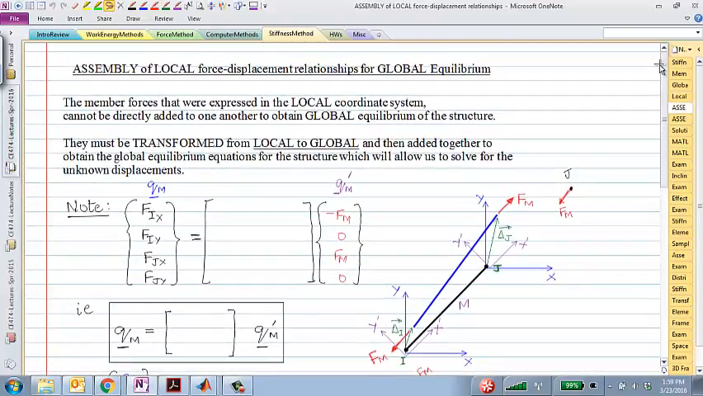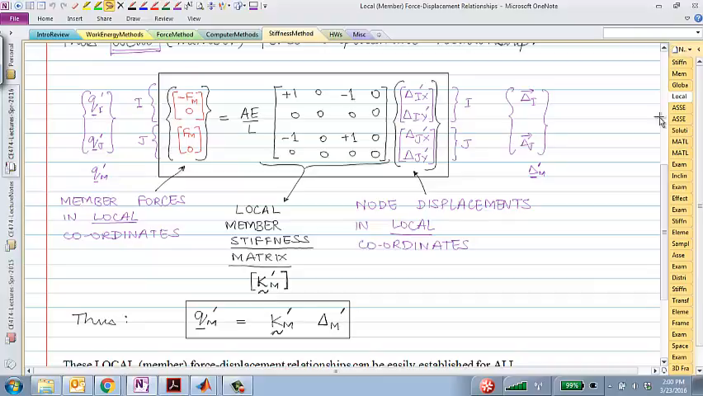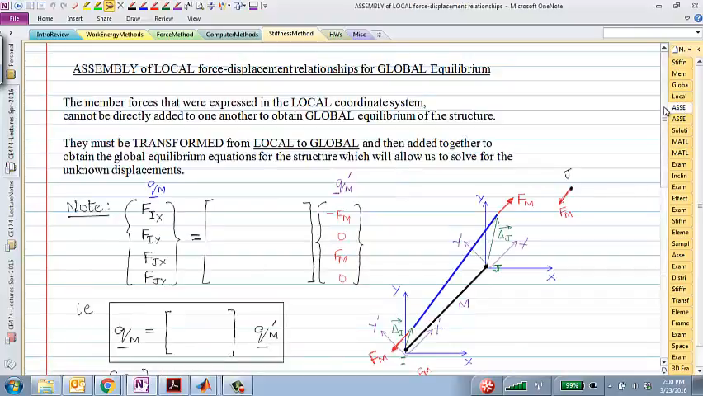So let me ask you this. If I have a truss, a relatively large truss with elements in that truss oriented in all different directions, some are vertical, some are horizontal, some are inclined at 45, some are inclined at 30, and so on, then using that 4x4 equation on the previous page, I can figure out the local force displacement relationship for each and every one of those truss elements. Can I directly add those components together?